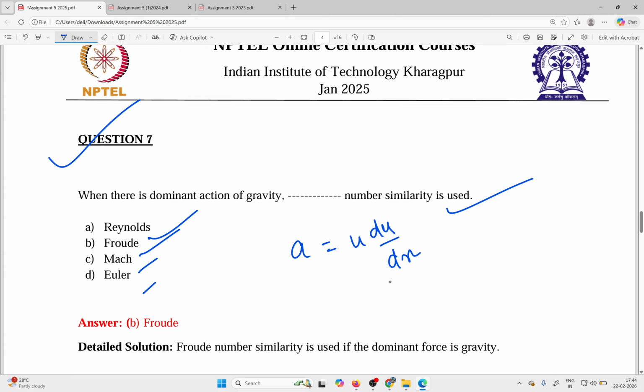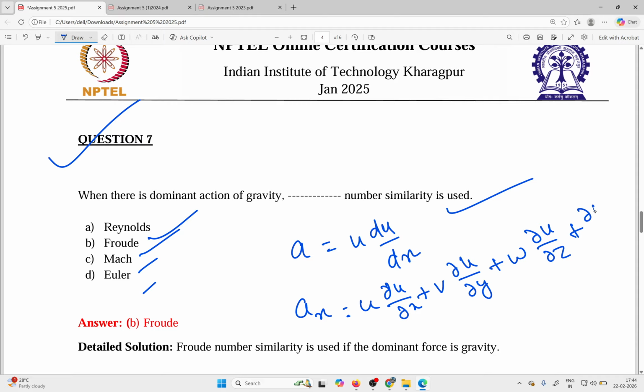Yes, we can write. You know already the acceleration in the x direction in fluid mechanics is u del u by del x plus v del u by del y plus w del u by del z plus del u by del t. This part is your convective acceleration, and this is your local acceleration.